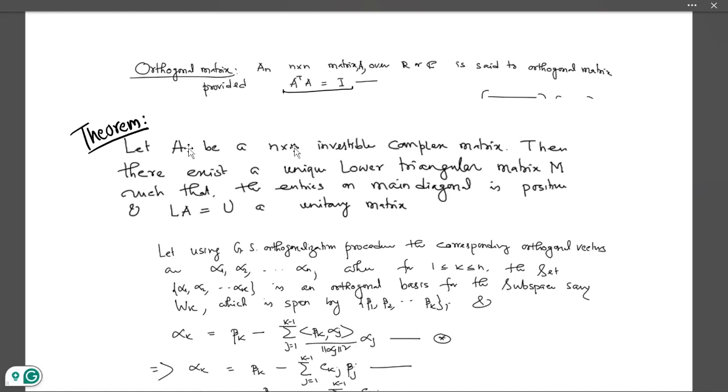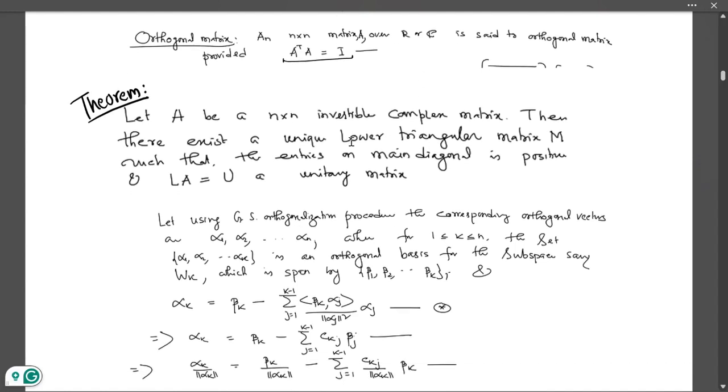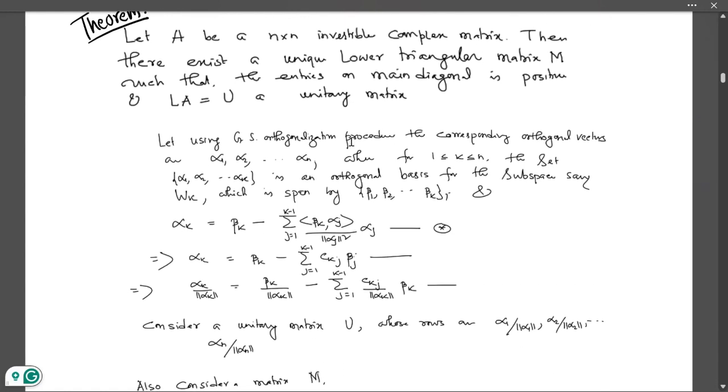Okay. So here I think over R, orthogonal and unitary are the same, right? Because over R, A transpose is the same as A conjugate, A star. So over R orthogonal and unitary are the same, and over C they are different. Okay. So we have a theorem.